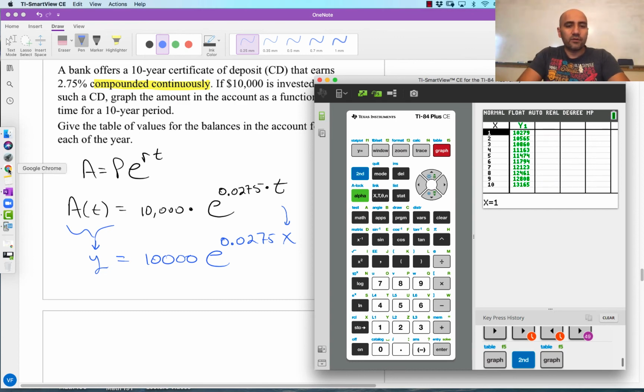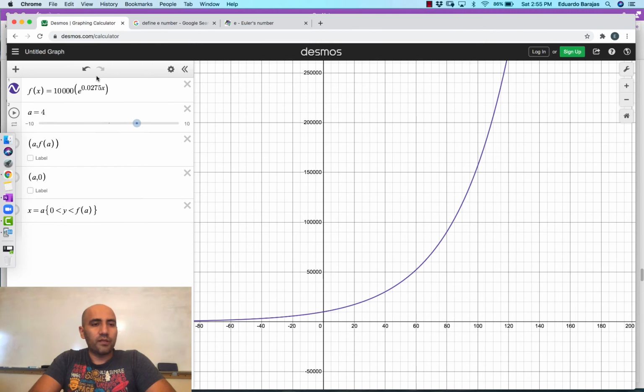If we go to Desmos and I put our equation right on here, f of x equals 10,000 e to the power of 0.0275x, I can see the result here. This represents the balance of our account. If we start off with 10,000, you can see that it grows as time goes by.